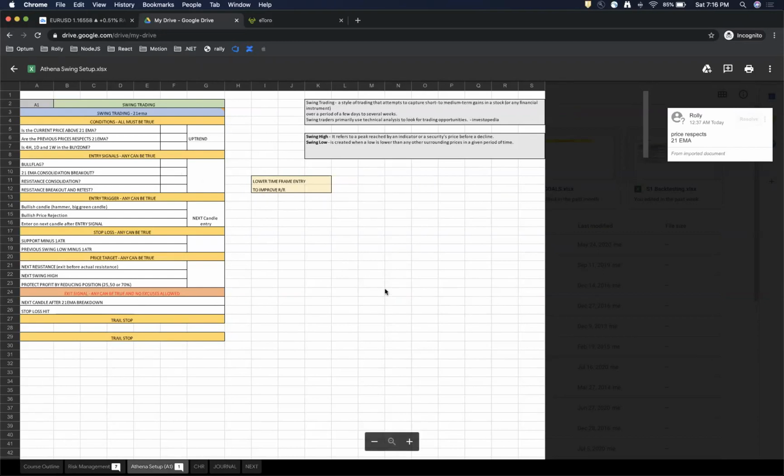There are two parts in a swing: we call them swing high and swing low. We'll discuss later, once we get back to this setup, how to draw or determine a swing high and how to determine a swing low as well.